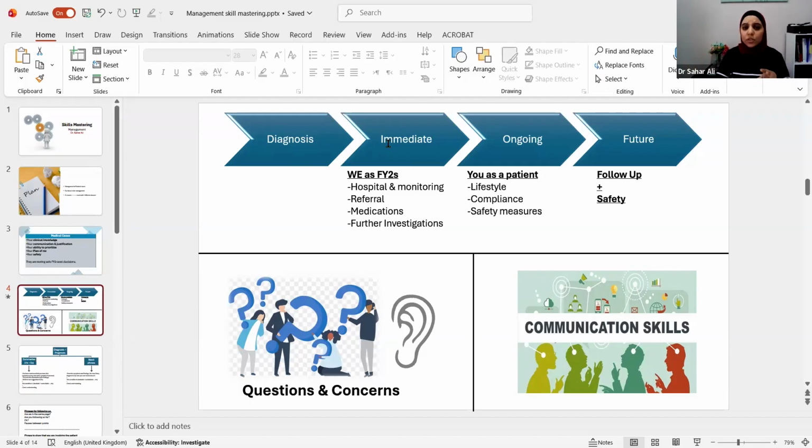Usually in my course, I use the immediate management as "we": what we are going to do as doctors for that patient. Am I going to send the patient to the hospital to be monitored? Am I going to just refer the patient and send the patient home? Am I going to give medications only? The patient doesn't need referral, doesn't need hospital admission. Am I going to do further investigations to confirm? What should I do now for that patient? So think about the immediate management now.